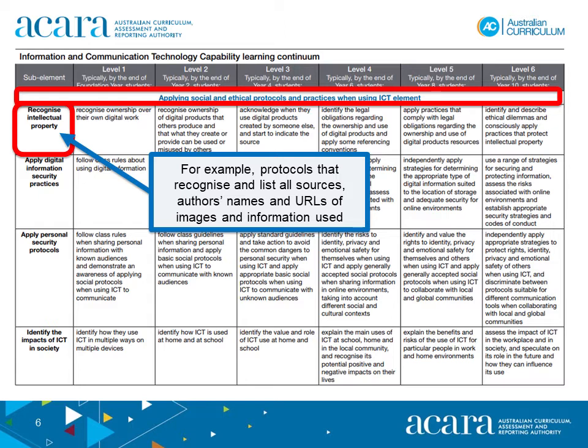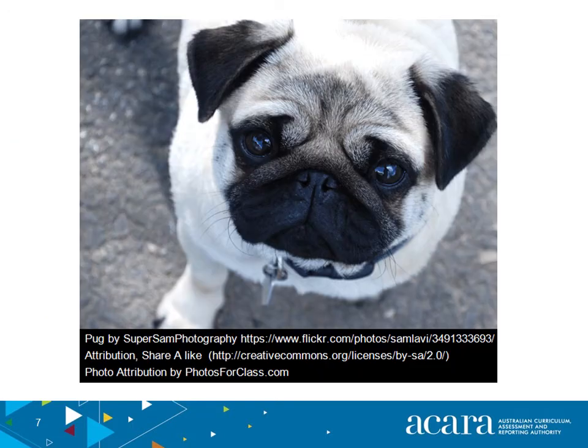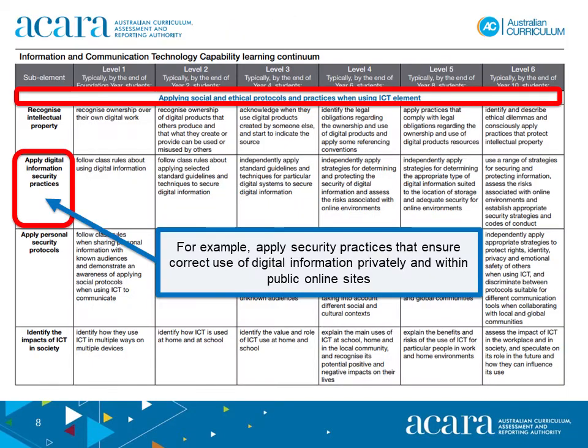The first of its 4 sub-elements is recognise intellectual property. Here students apply appropriate practices to recognise intellectual property for digital information of themselves and others. This photo comes from a website called Photos for Class. The site allows users to search for Creative Commons copyrighted images and to download them for use with a legal and accurate attribution attached. The next sub-element is applying digital information security practices.